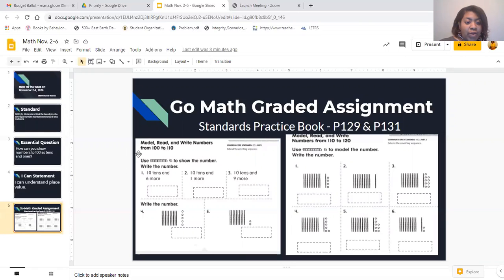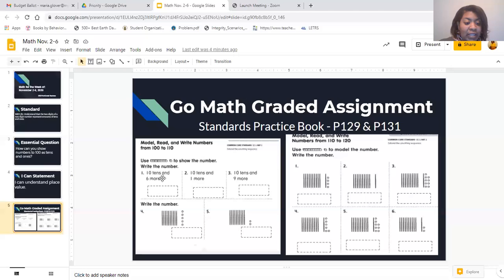Right here we're modeling, reading, and writing numbers from 100 to 110. And right here we're modeling, reading, and writing numbers from 110 to 120. You may not have the cubes, but of course you can draw a quick picture if you would like. It is instructing us that this number is represented by 10 tens and 6 more. What I like to tell my students is to go ahead and write those three numbers that you see, 1, 0, 6. If you put that together, your number is 106.